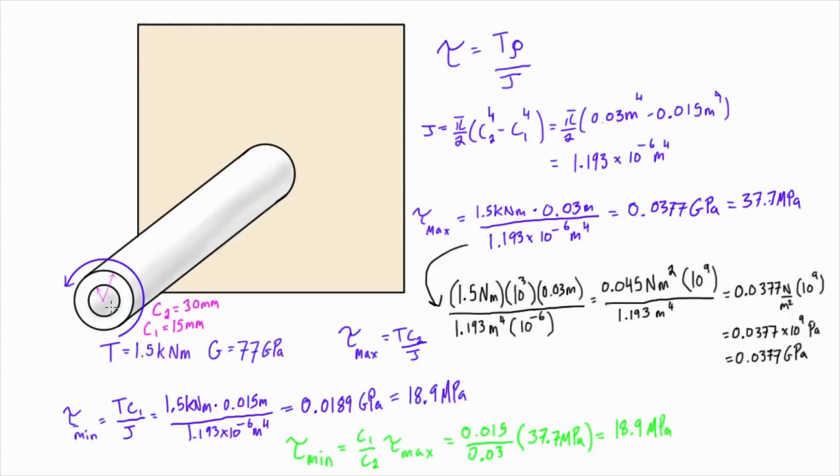And what that shows is that if C1 approached 0, then our minimum shear would approach 0. So we are getting that linear decrease in shear as we go from the outer surface in towards the axis. In the case of a hollow shaft like this, it'll reach its minimum shear when it hits that inner wall. But if that inner wall went all the way to the middle, then we'd have a solid circular shaft, and these formulas would still basically hold true.